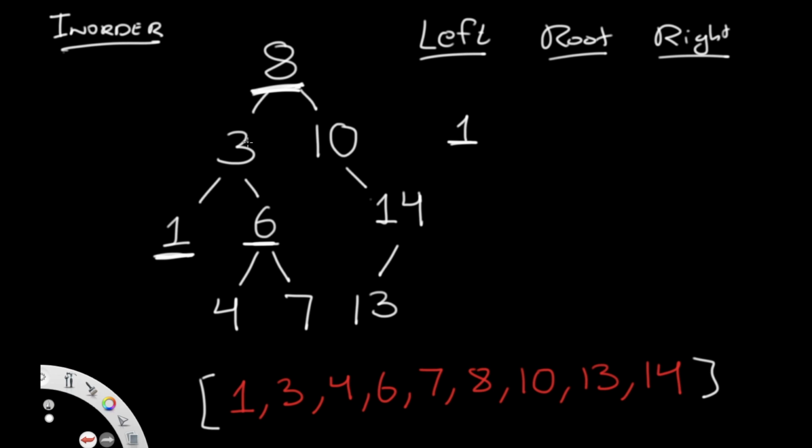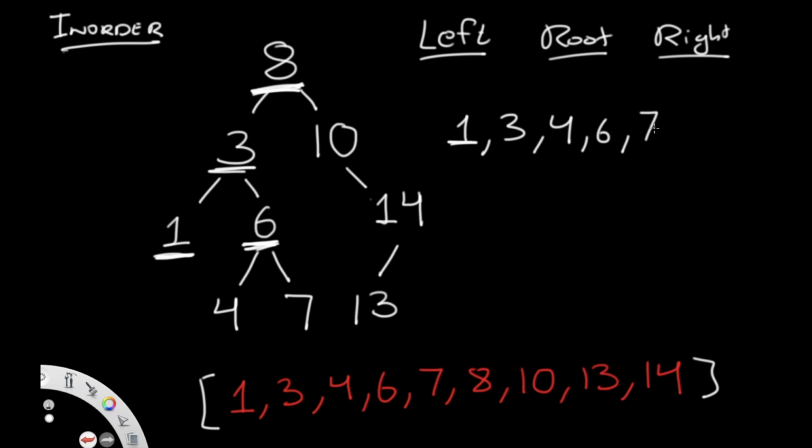Now we have 1, and now we go to our root. Our root has a value of 3, so we add 3. Now we go to our right, so we end up at 6. But 6 is actually not a leaf. Once we reach 6, we go to its left, which is 4, so we add that. Again we go to the root, which is 6, and after that we go to the right, which has a value of 7.